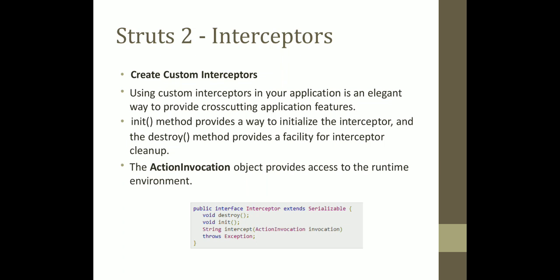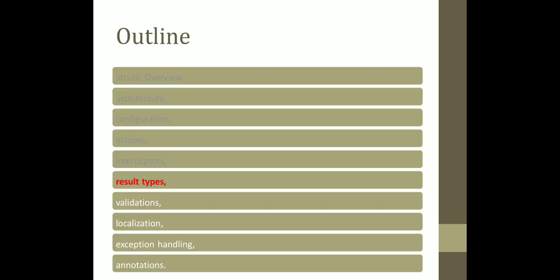So we can see the code. Public interface Interceptor extends Serializable. We have used two functions, void destroy and void init, and a String intercept with an ActionInvocation parameter, and that throws Exception. This is the simplest custom interceptor that can be created.